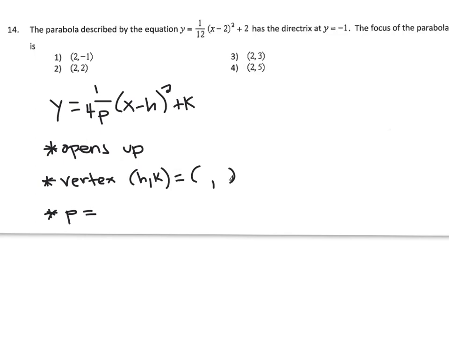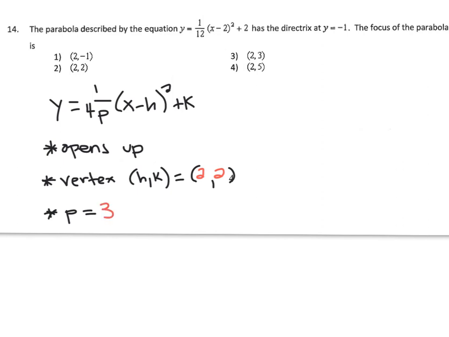If we look at this equation, we can see that in place of h we have a 2, and in place of k we have a 2. So our vertex is going to be at (2, 2). Since the denominator of this fraction says 4p, we want to think about 4 times what would give us 12. Well, 4 times 3. So that means p is equal to 3.